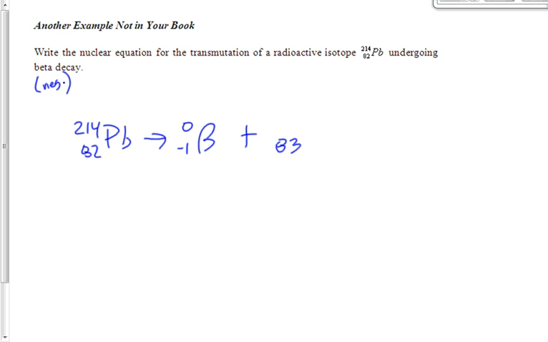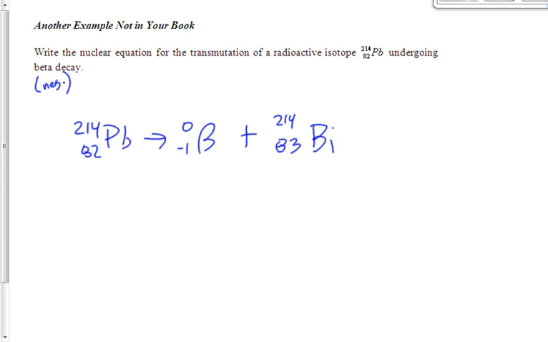0 plus 214. Hey, look at that number for a second. We had 82 protons. Now we got 83? That doesn't make sense, does it? Yeah, it does. Remember, a neutron was changed into an electron and a proton. Of course we've got an extra proton here, right? This is bismuth, by the way, I think. Check the periodic table to make sure about that, but Bi, bismuth, I think.